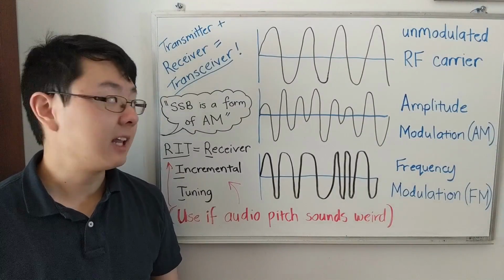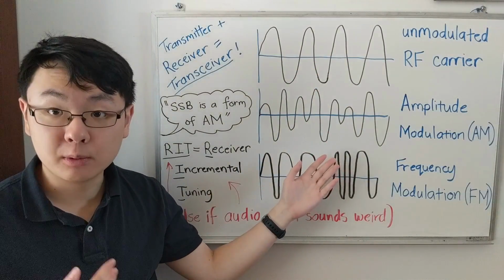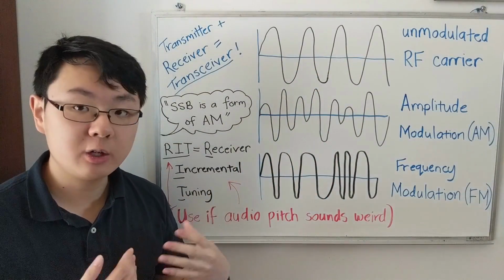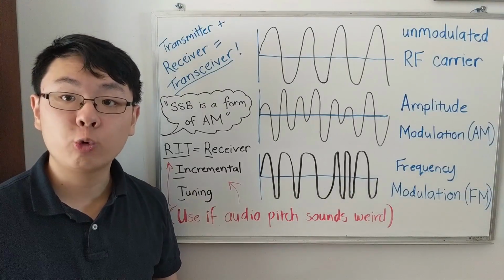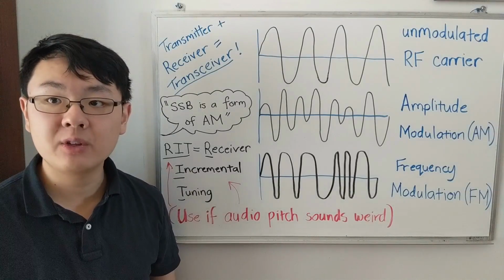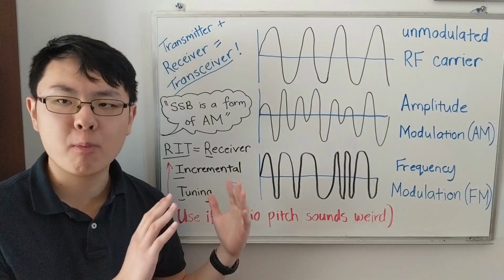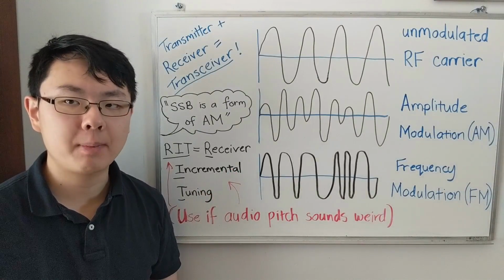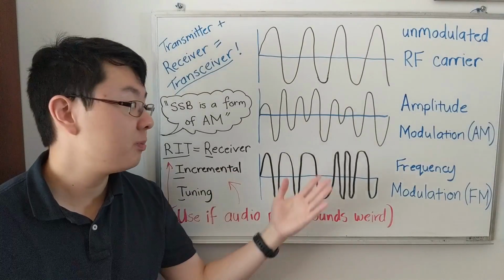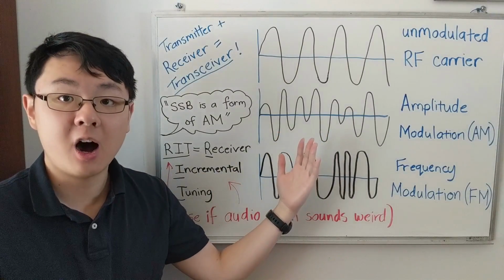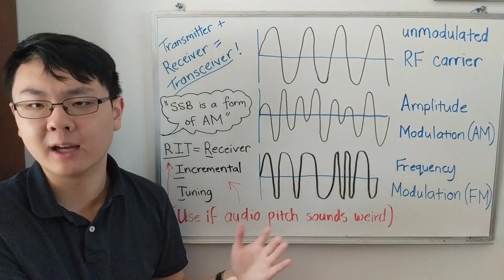So now let's take a look at some of these multiple modes in depth. Let's start off with single sideband, which is an AM mode. Single sideband is great for weak signal work because SSB signals have a very narrow bandwidth. We're going to talk more about bandwidth at the end of this lesson. But basically it means that SSB doesn't take up a lot of space on the ham radio bands. The signal isn't that big.